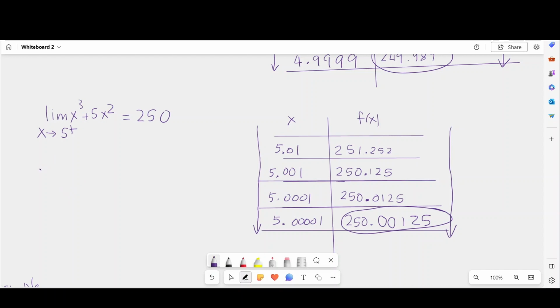Since the left-hand side and the right-hand side coincide, we write it as follows. The limit of x cubed plus 5x squared as x approaches 5 equals 250. Some of you eagle-eye viewers might have noticed the left-hand side or right-hand side limit is obtained by substituting the number 5 for x in x cubed plus 5x squared. You are correct. But let's take a look at a more interesting example.